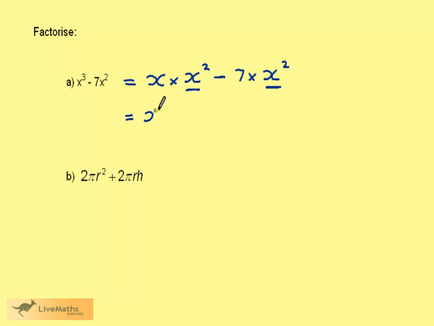Take out the x squared and open a bracket. We have an x left over in the first term, a minus sign, and a 7 left over in the second term.